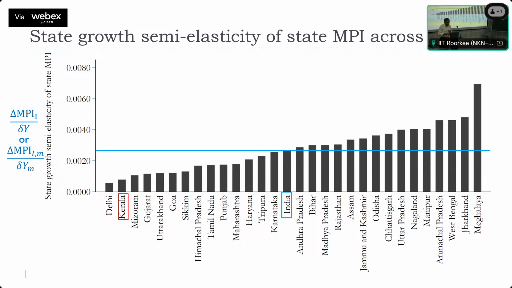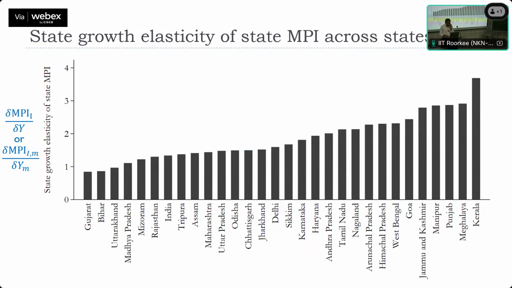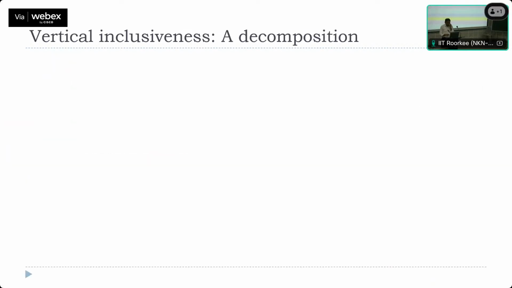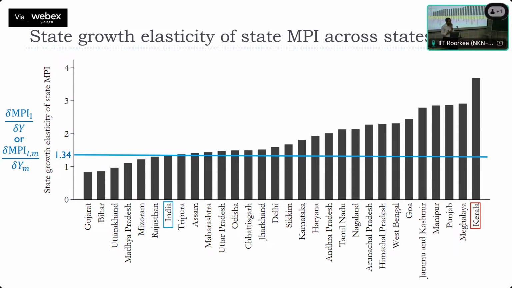Take the example of Kerala. Because Kerala already had a very low level of MPI, the absolute change was small as well. But even with that small level of MPI, if you look at growth elasticity, look where Kerala lies. Even with a very small start, its relative change was much larger.